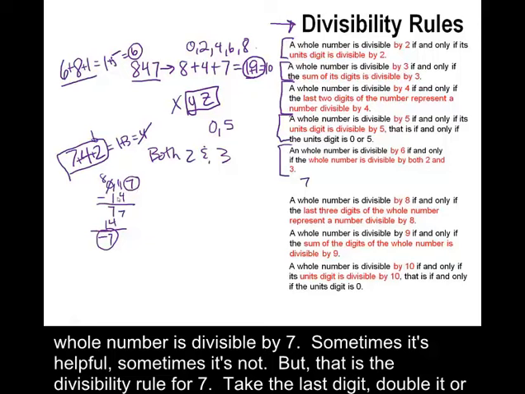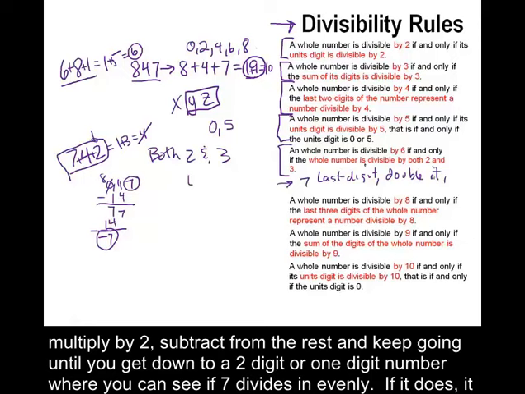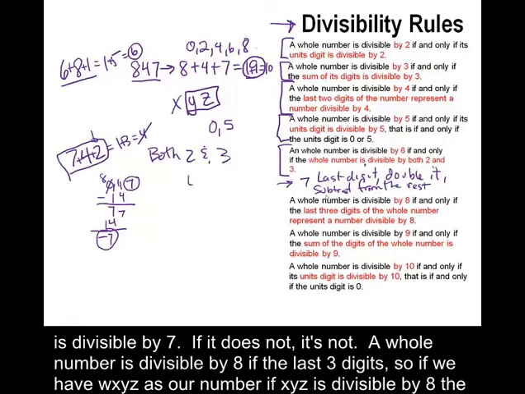Sometimes it's helpful, sometimes it's not. But that is the divisibility rule for 7. Take the last digit, double it, or multiply it by 2, subtract from the rest, and keep going until you get down to a 2-digit or 1-digit number where you can see if 7 divides in evenly. And if it does, it is divisible by 7. If it does not, it's not.